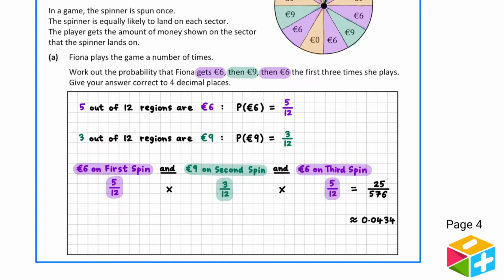In probability, the word "and" typically corresponds to multiplication. So here, we need to multiply together the 3 individual probabilities. This comes out as 25 over 576. When we write this as a decimal rounded to 4 decimal places, we get 0.0434.